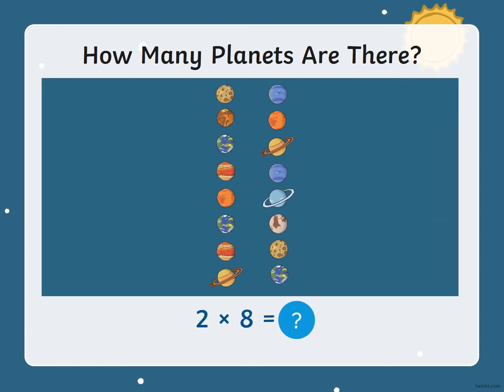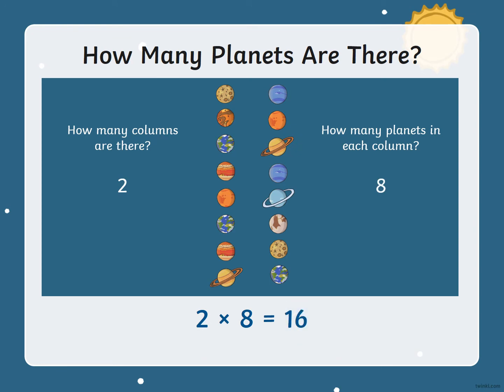Again here, how many planets are there? Well, there are 2 columns and each column has 8 planets in it. So if you're having a wee think, you could do this as repeated addition as well. You could do 8 add 8 and get your answer. But if you know your 2 times table really well, or your 8 times table, you would know that 2 times 8 is, yeah, that's right, 2 times 8 is 16. Okay.